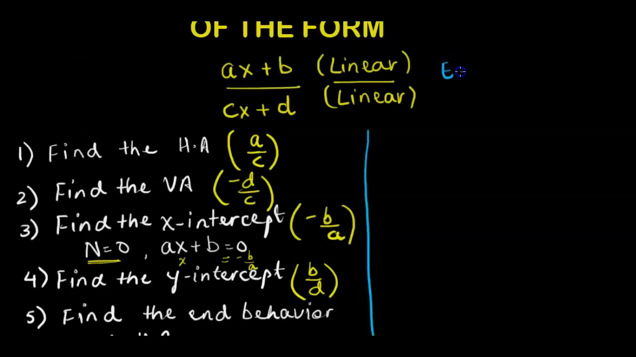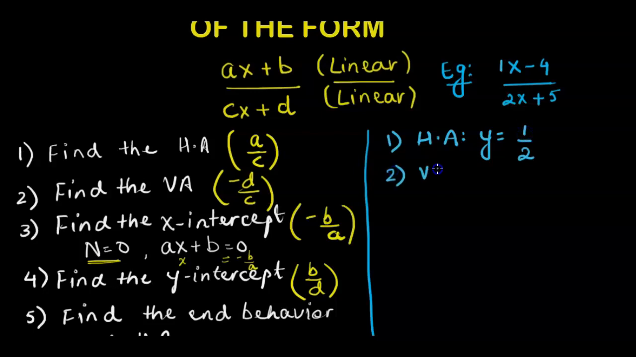Let's say we are given the example (x - 4) over (2x + 5). We know this is a linear over linear type of question. So step 1, the horizontal asymptote, is y equal to a over c. Here a is 1 and c is 2, so it is 1 over 2. Next, the vertical asymptote is x equal to negative d over c, so negative 5 over 2.